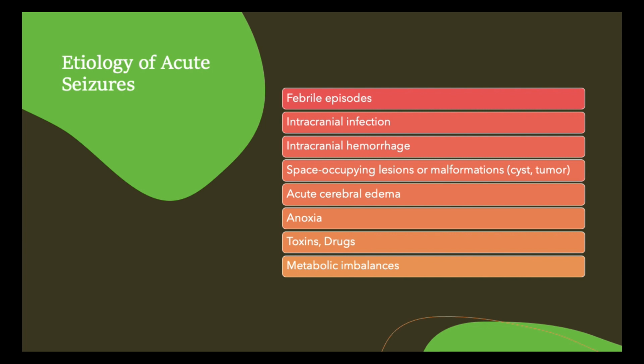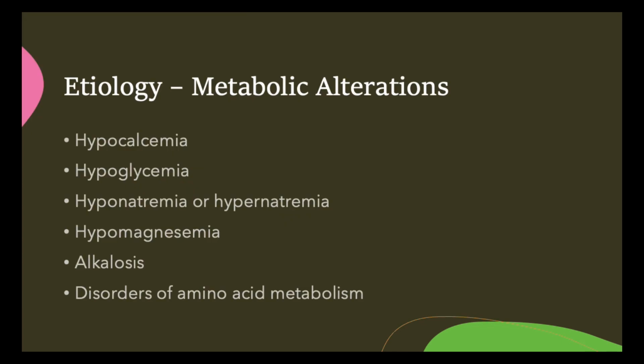There are many potential etiologies of acute seizures, such as febrile episodes, which cause febrile seizures, intracranial infection or meningitis, traumatic brain injury or hemorrhages, space-occupying lesions like a tumor, cerebral edema, or ingestions. Also, metabolic imbalances can cause seizures, such as severe electrolyte imbalances. Some of these metabolic alterations are listed here.